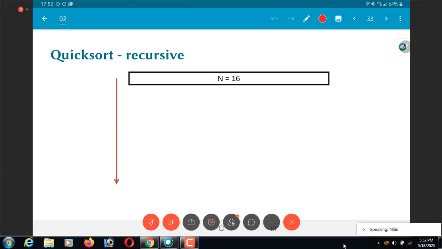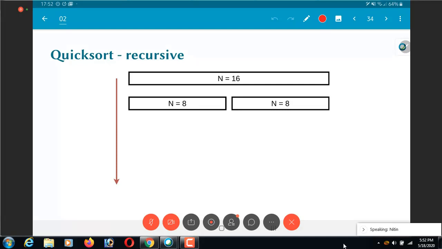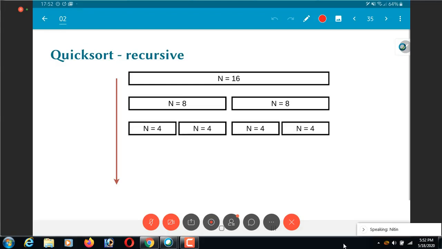Let's say that you're trying to sort 16 numbers, so n is equal to 16 in this case. What recursive algorithms like quicksort try to do is break this input into smaller parts. Now I've broken it into two parts, each of size n equal to 8. Effectively, if I can solve each of those n equal to 8 parts efficiently, then I should be able to reassemble the values and get back the larger final result.